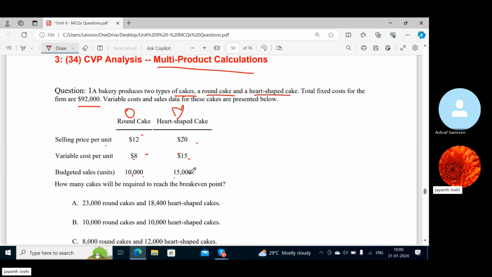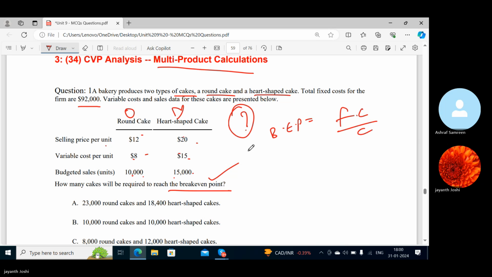How many cakes will be required to reach the break-even point? So they are asking you break-even point, right? What's the formula for break-even point, Samrin? Fixed cost by contribution. But the question here is taking into consideration both the products, you have to find out the break-even point for both, right? Yes, sir. How will you do that?